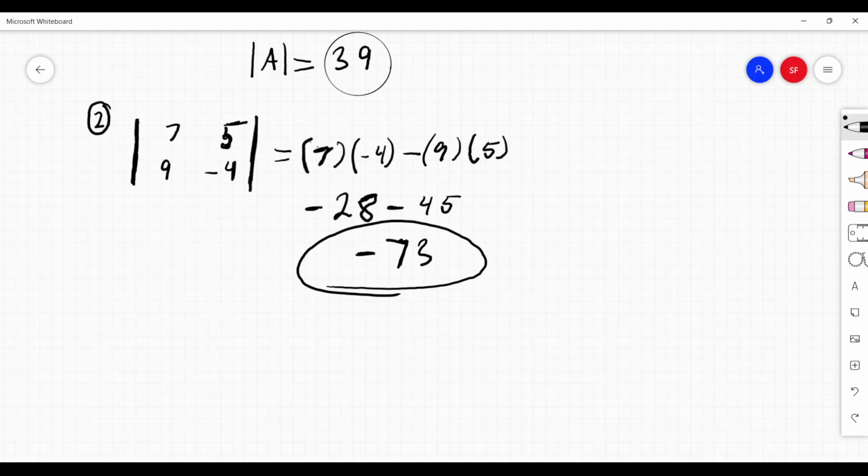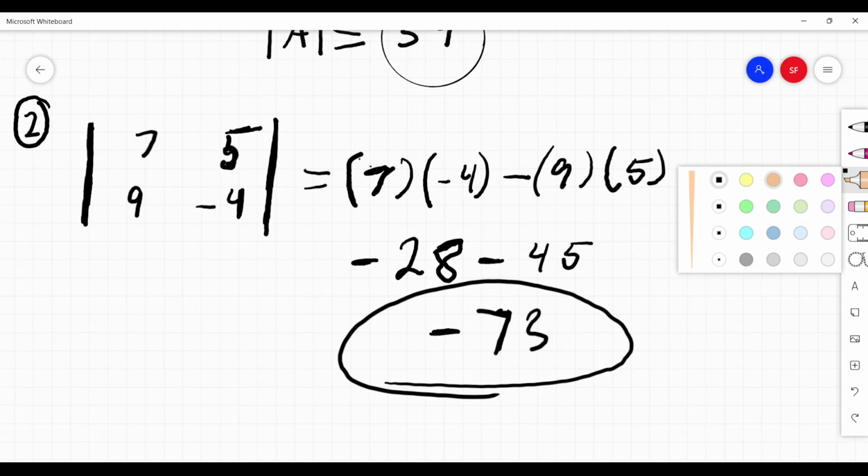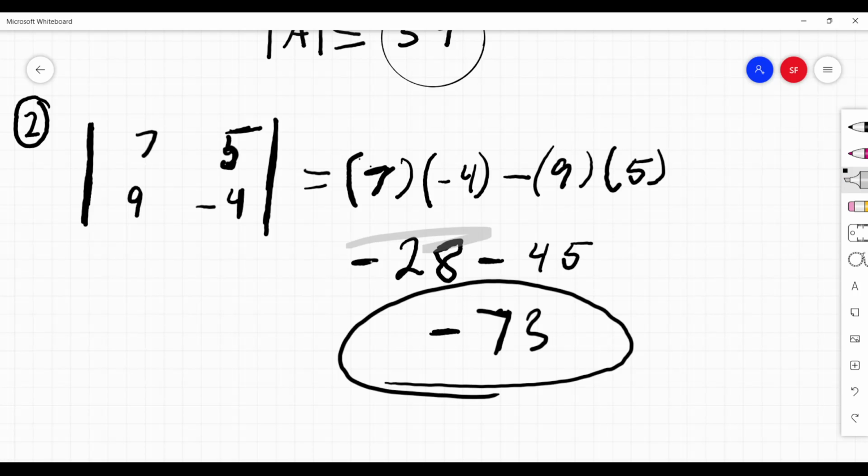Negative 73 is the answer. Good job, yes? Questions? No? I doubt it. Okay. I get a negative. It's negative. Did you do it all up to this point? Yes. So minus, and so when they're the same sign, you add and keep the sign.